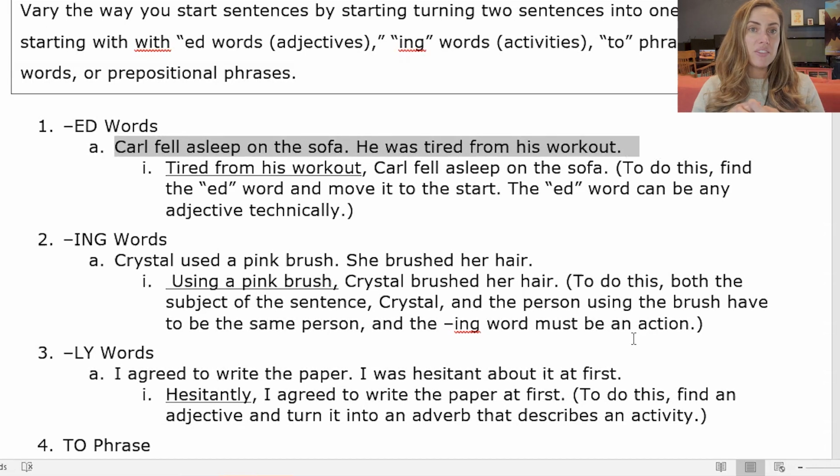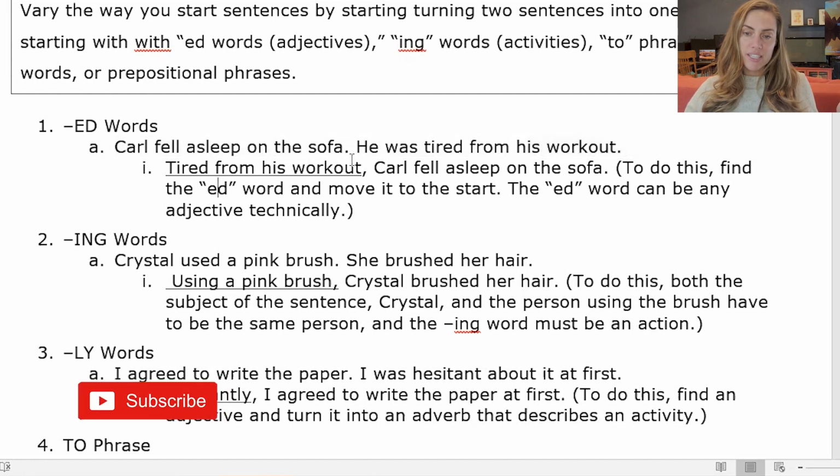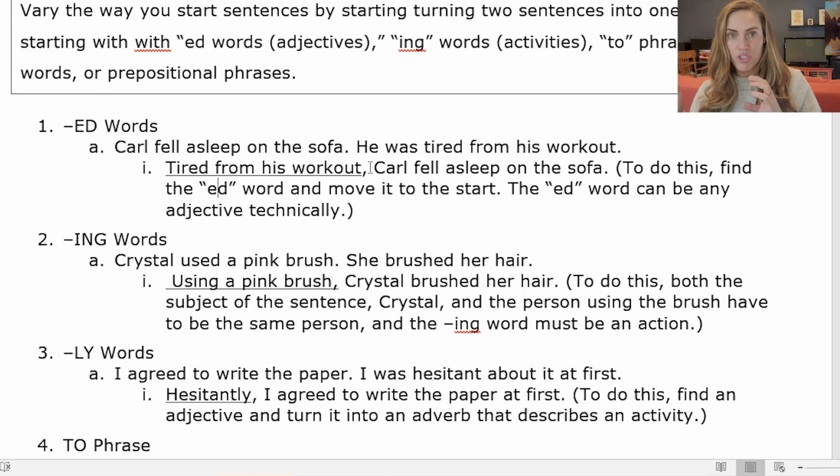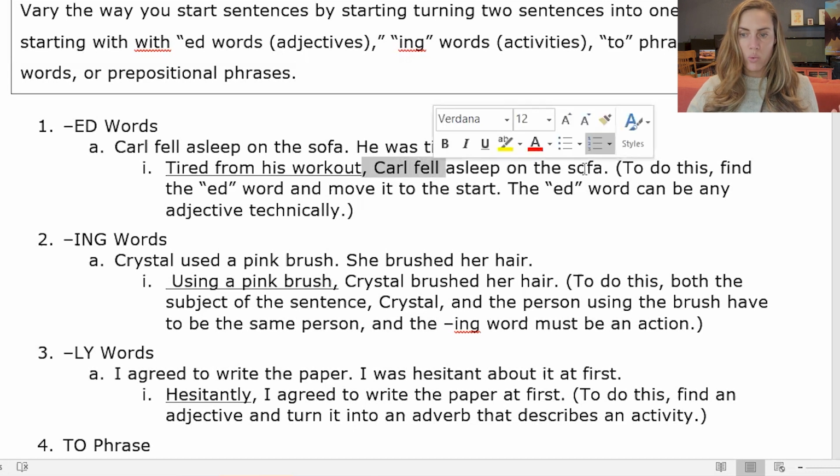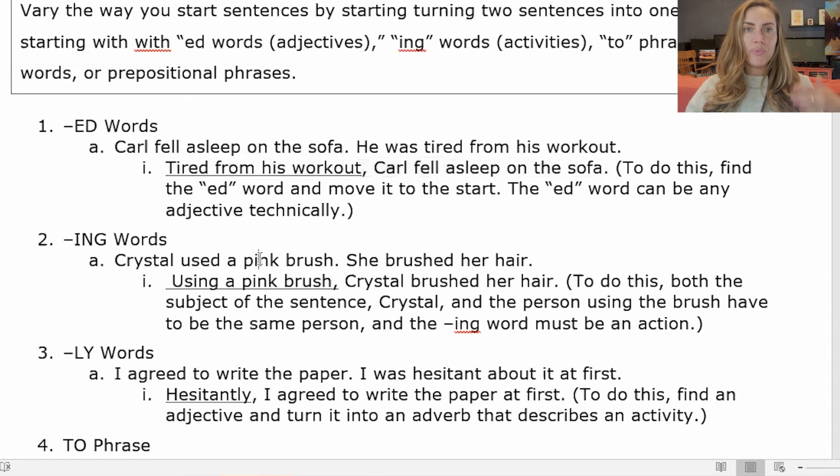But the way I've combined those sentences, now I can take that ED word, tired, exhausted, afraid, whatever that past participle is. It's like an adjective usually, right? You can move it to the beginning of the sentence as long as the person who was tired and that subject in the next part of the sentence, Carl, is the same person, it'll work, okay? So this is a good way to add variety to your sentences. Let me show you another type.